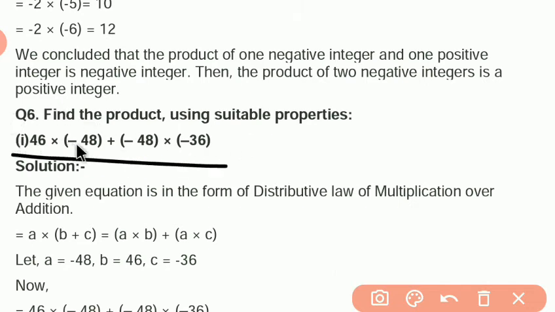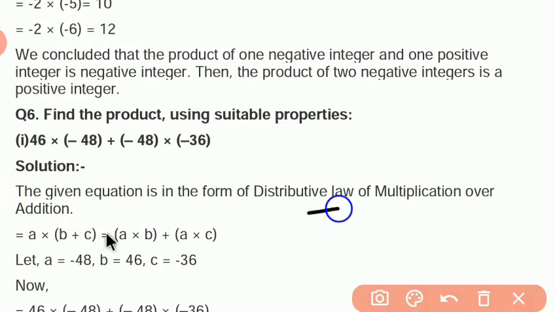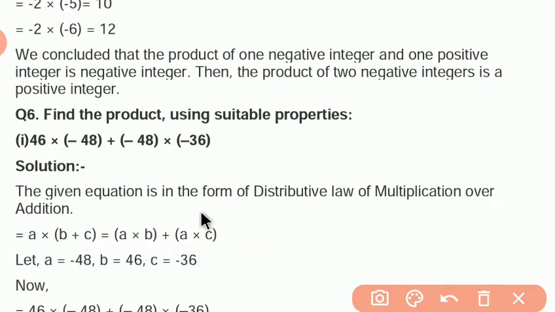First one, 46 into minus 48 plus minus 48 into minus 36. The given equation is in the form of distributive law of multiplication over addition. You can see that it is given in the form of a into bracket b plus c, which is equal to a into b plus a into c. Here you can see that it is given in the form of a into b plus a into c. The only thing is that we have to find out what the values of a, b and c are.